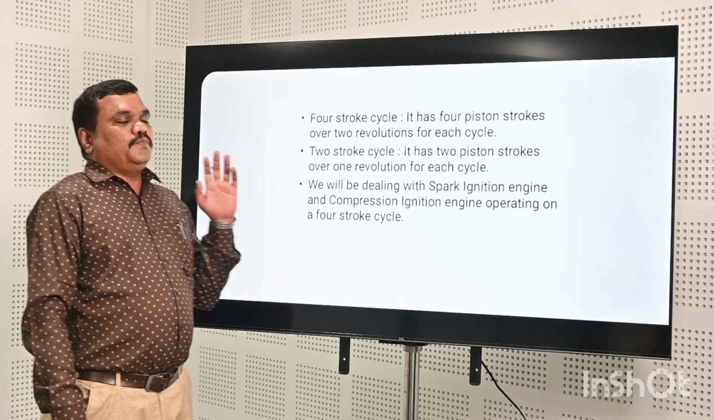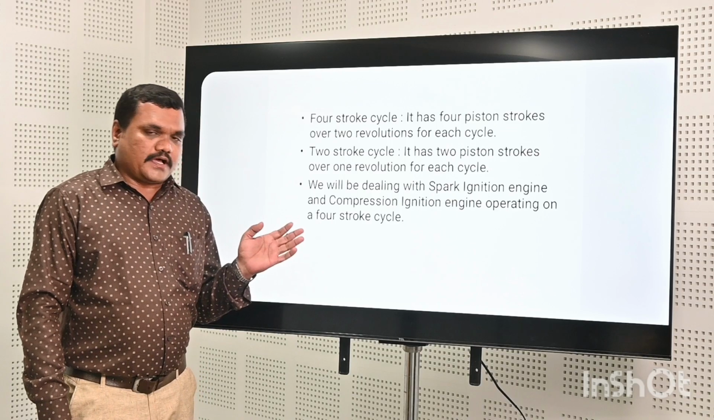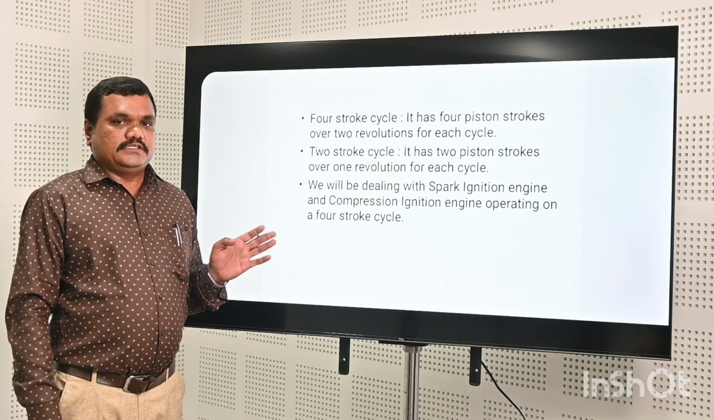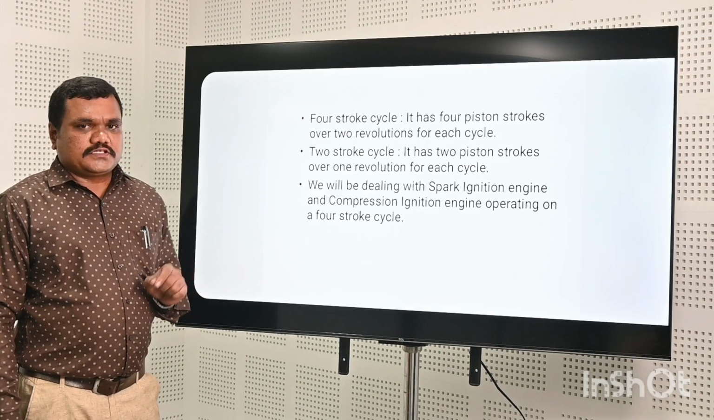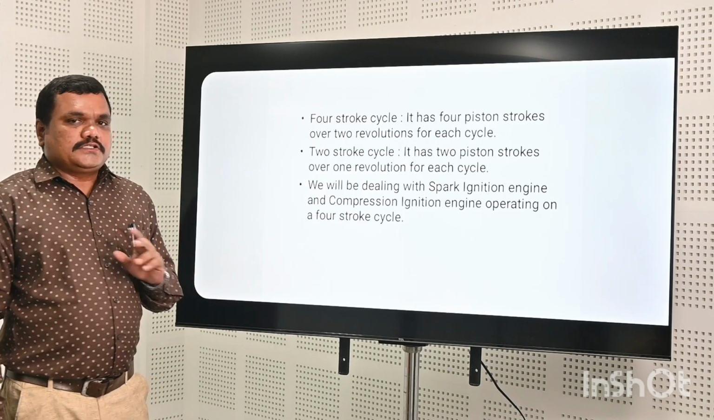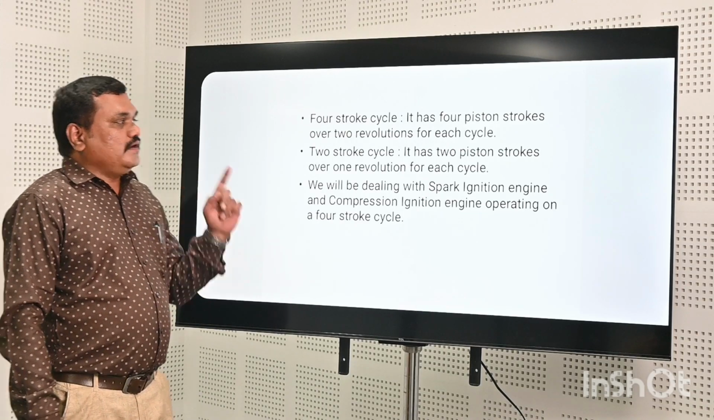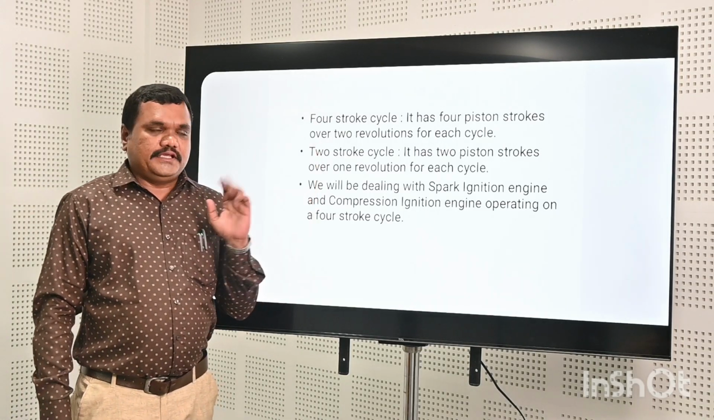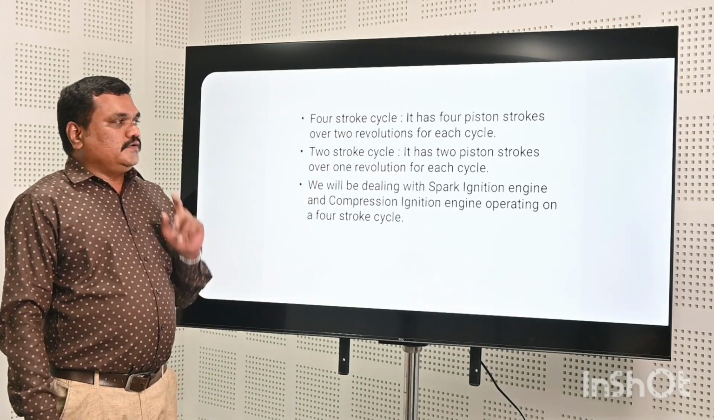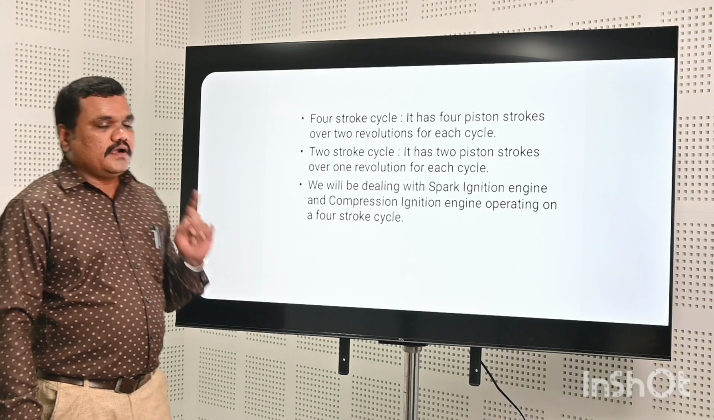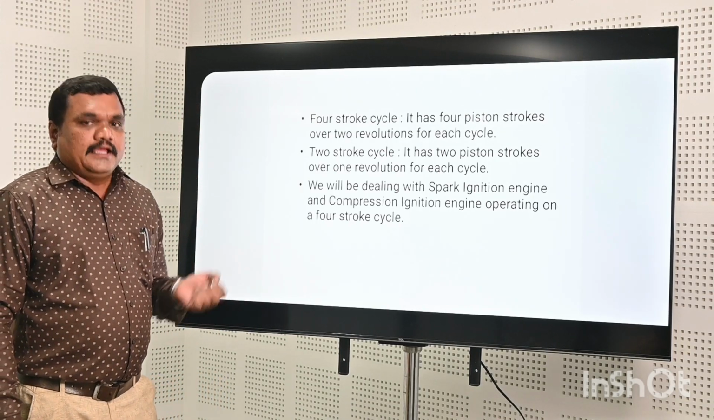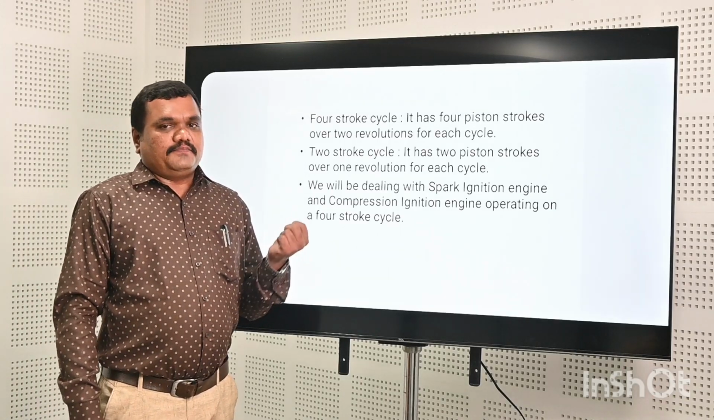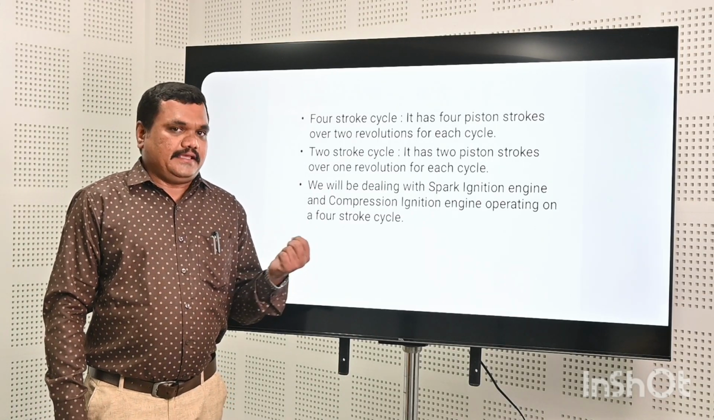Both spark ignition engines and compression ignition engines can be operated in both cycles, the 4-stroke cycle and the 2-stroke cycle. In a 4-stroke cycle, 4 piston strokes are obtained for 2 revolutions of each cycle. In a 2-stroke cycle, 2 piston strokes are obtained for 1 revolution of each cycle. Today we are going to discuss the spark ignition engine, which can be shortly called the SI engine.